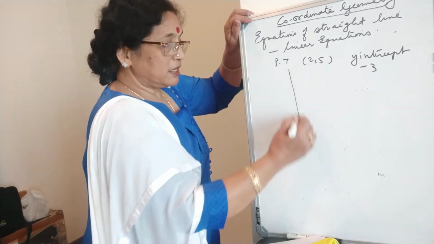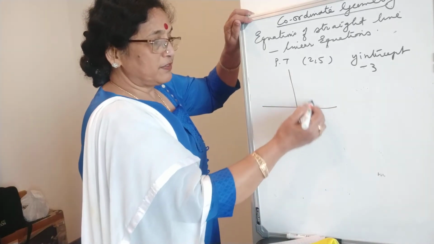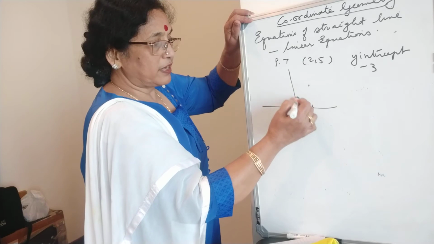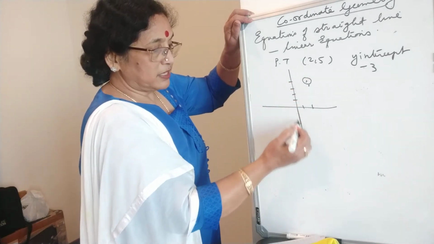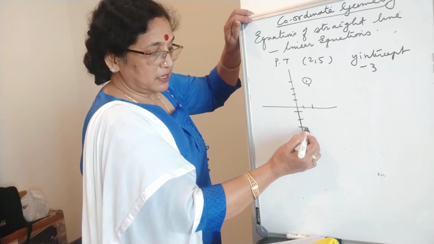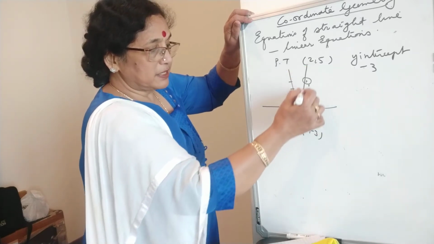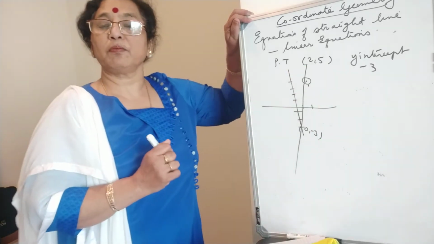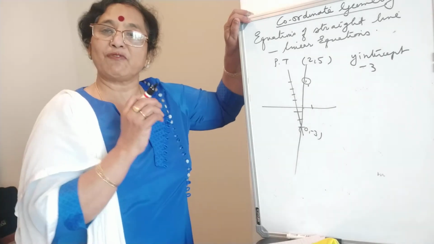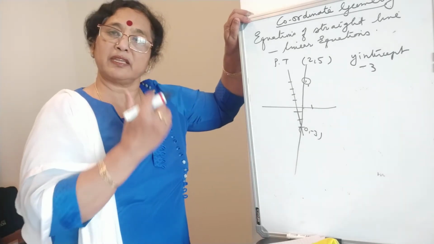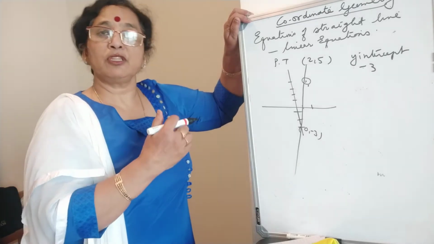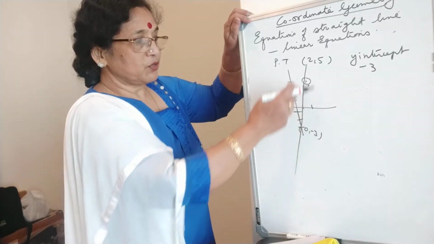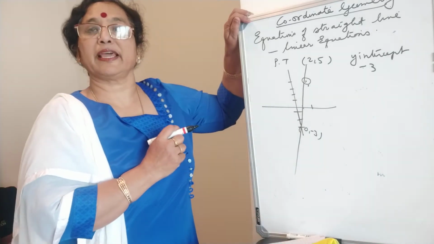That means here you have the line. (2, 5) is somewhere here, and minus 3 means it is cutting here, it is passing. So the line is basically this. You should know how to plot it. Passing through (2, 5), y-intercept is minus 3, cutting the negative y-axis at a distance of 3 units. It is below the origin. So this is 3, and you can easily know this is the line.